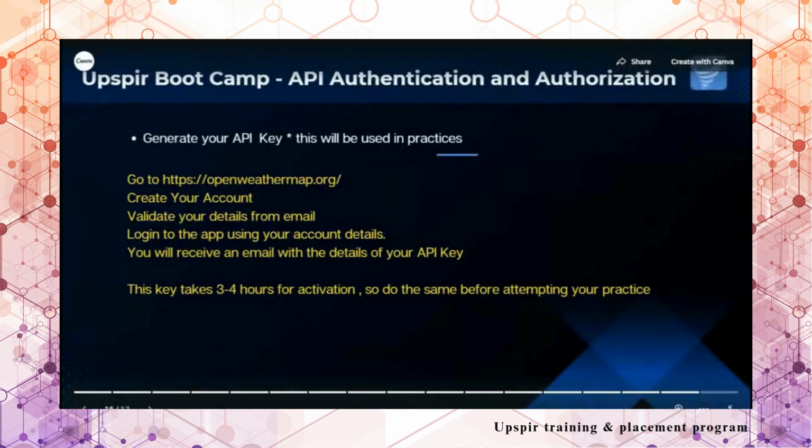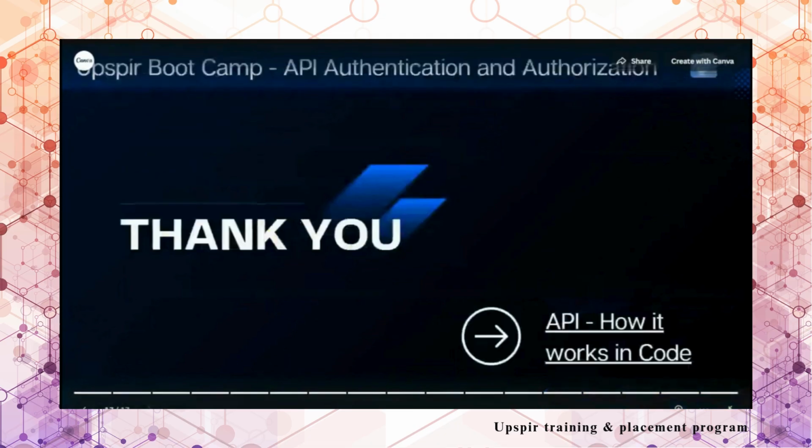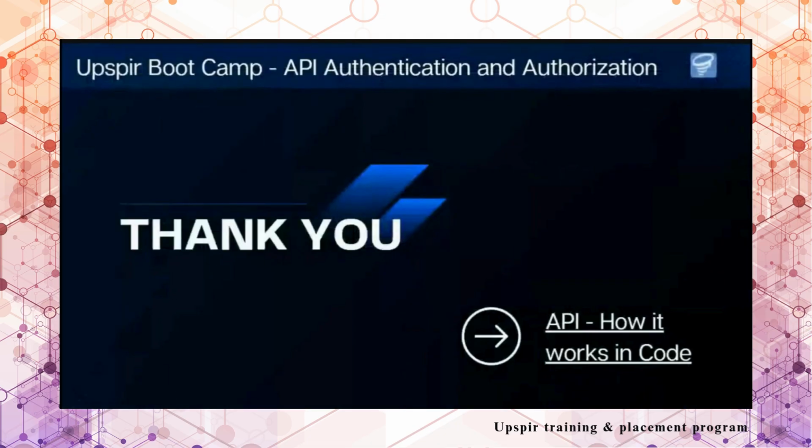Some of the things that you can practice: you can go to openweathermap.org. You can create your account there, validate your details from the email, right? Log into the app using your account details. You will receive an email with the details of your API key. This takes around 3 to 4 hours for activation. So do the same before attempting your practice. Basically, this will be used in your practices. I think you have not done them yet, but once we do them, then we will know it.